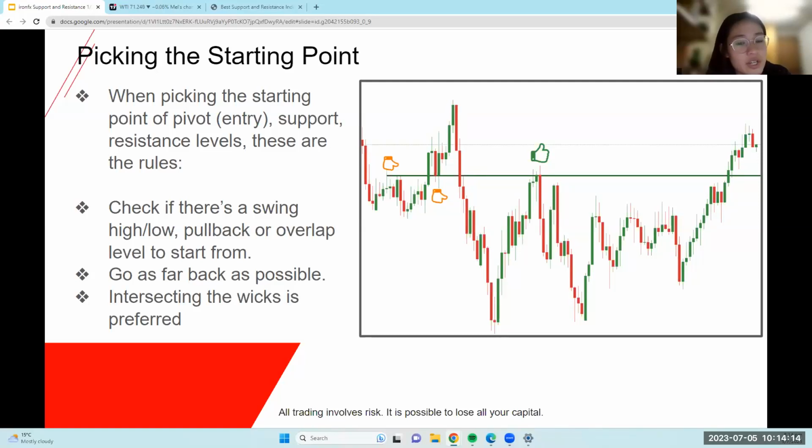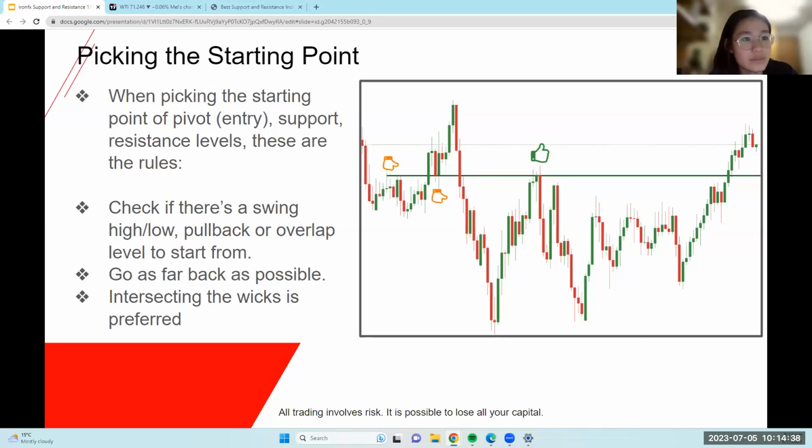Firstly, you want to check if there is a swing high or low, pullback or overlap level to start from. We'll go through what exactly pullback or overlap levels are in a couple more slides. But we want to try and go as far back as possible without cutting through too many bodies of candlesticks. But intersecting the wicks is fine.